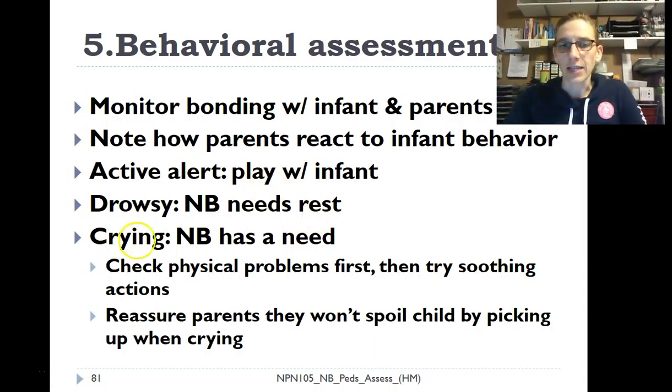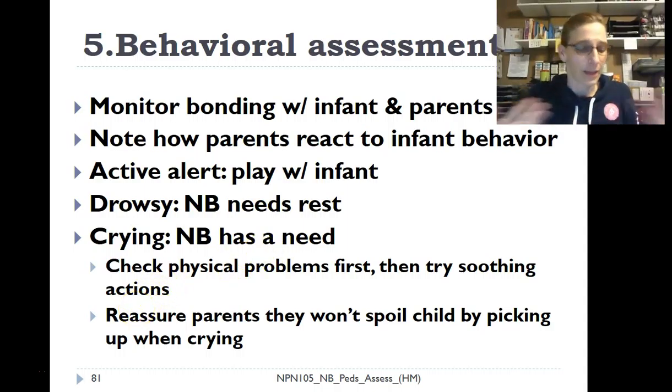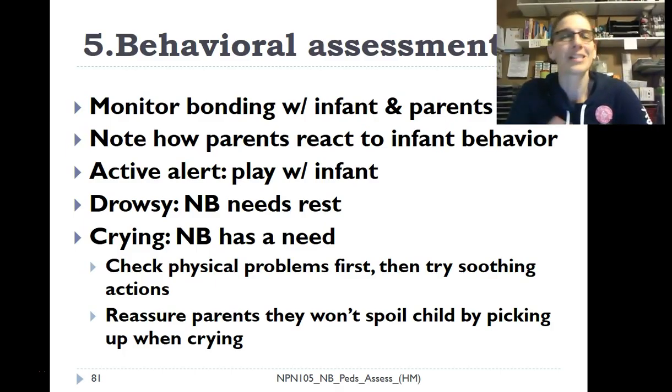Notice the active alert states. Are they playing with the baby? Drowsy? Let the newborn rest. If the newborn's crying, it has a need. I get multiple calls. Why is the baby crying? I don't know why the baby's crying. You have to check things out. So you'll want to check and see. Is the baby wet? Does the baby have a dirty diaper? Is the baby hungry? Is something bothering the baby?